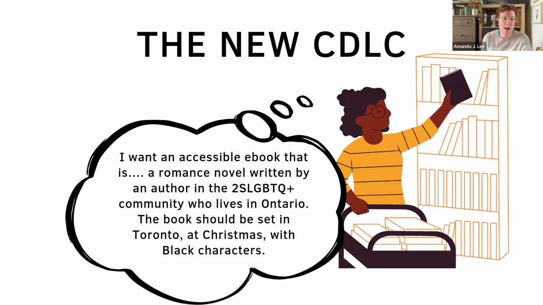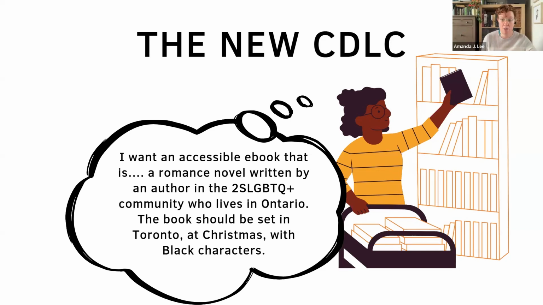Paula has already described the new categories, but I want to reiterate that they are going to be super powerful filters. Imagine a librarian. This imaginary librarian is looking for a romance novel written by an author in the 2S LGBTQ plus community, set in Toronto at Christmas, and it has to be an accessible ebook. Using the new CDLC, they're going to be able to filter down to that specific book if it exists. They'll also be able to browse or search by any of these new categories.